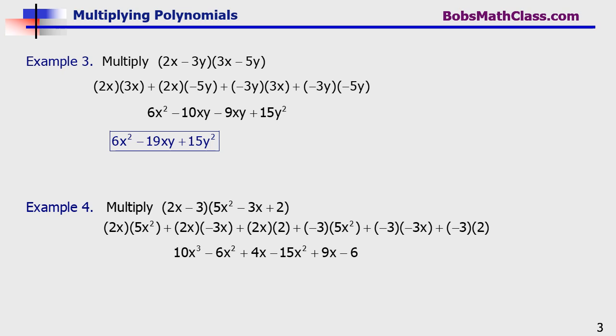10x to the third minus 6x squared plus 4x. The first three terms are from distributing the 2x, and then the last three terms are from distributing the negative 3. And then add like terms. We have a negative 6x squared and a negative 15x squared, and then we have a plus 4x and a plus 9x. 10x to the third minus 21x squared plus 13x minus 6.